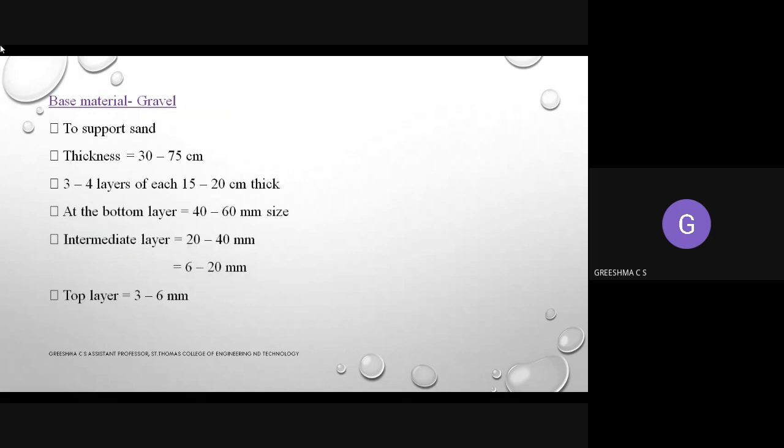Okay, so gravel, mainly it will have a thickness of 30 to 75 centimeters. So gravel will be laid in three or four layers, and each layer will be 15 to 20 centimeters thick. Total thickness of this gravel layer will be 30 to 75 centimeters.